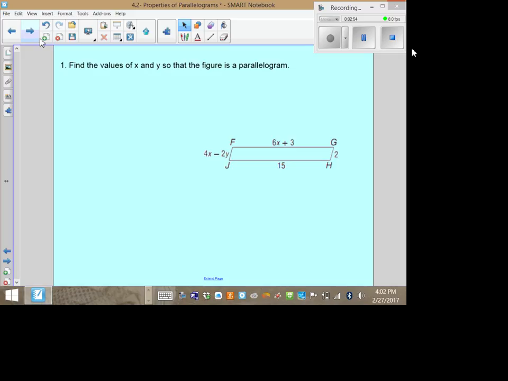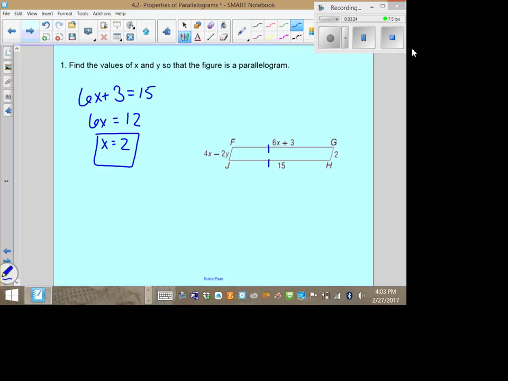So example number 1, find the values of x and y so that the figure is a parallelogram. If it's a parallelogram, we know that these two sides are congruent. So we can say opposite sides are congruent. So we can set 6x plus 3 equal to 15. Solving, we get 6x equal to 12. So we get x equals 2.